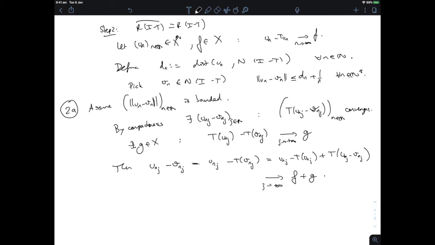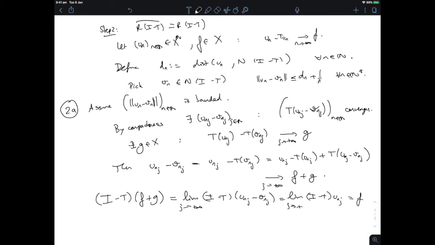So what does that tell me about (identity minus T) of f plus g? Identity minus T of f plus g is going to be the limit as j goes to infinity of (identity minus T) of (u_nj minus v_nj). But (identity minus T) of v_nj is 0 because v_nj is in the null space of identity minus T. So this is the same thing as the limit of (identity minus T) applied to u_nj, and we know that the limit of that is f. Okay, so we've just proven that f is (identity minus T) of (f plus g), and therefore belongs to the range of identity minus T.